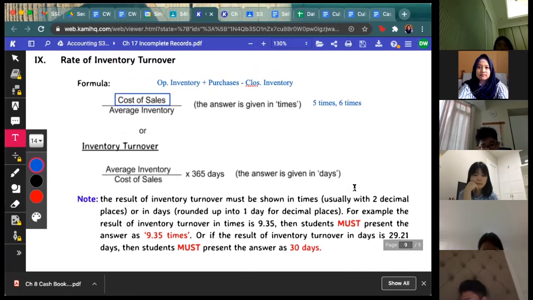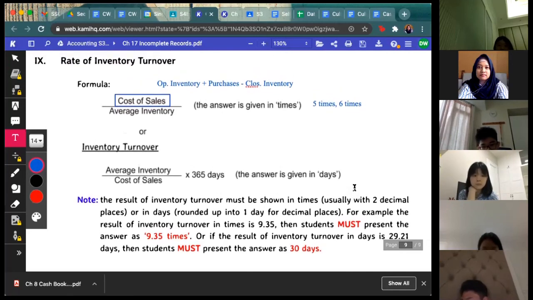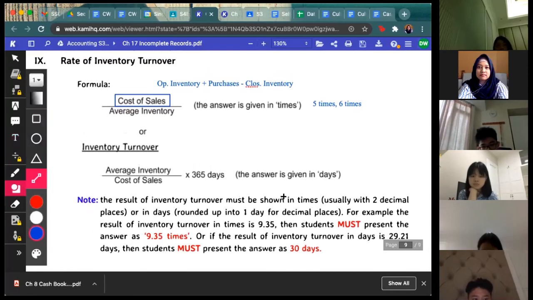Okay, so you pay attention to what the question wants. Is it rate of, or is it just inventory turnover? Now, what does this formula mean? The result of rate of inventory turnover must be shown in times, usually 2 decimal places. And in days, you must round it up to 1 day, no decimals.